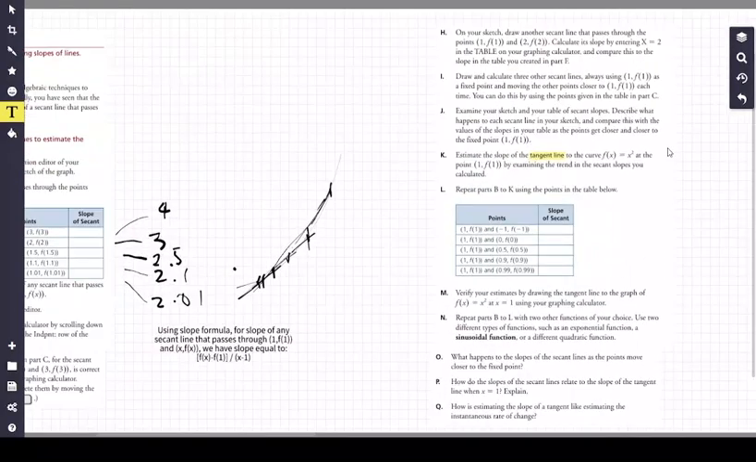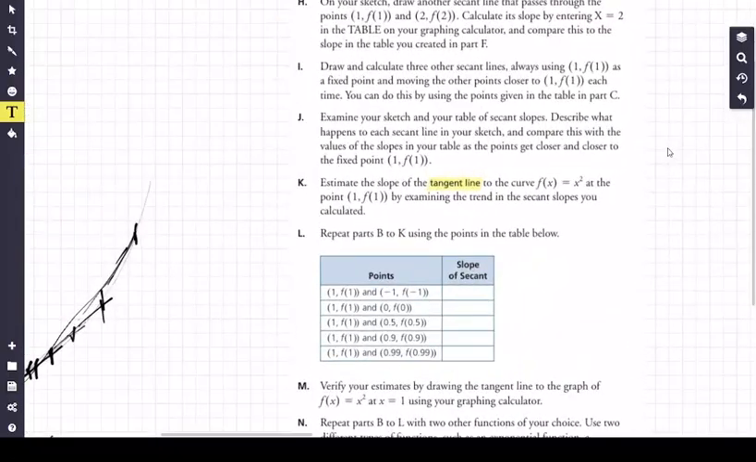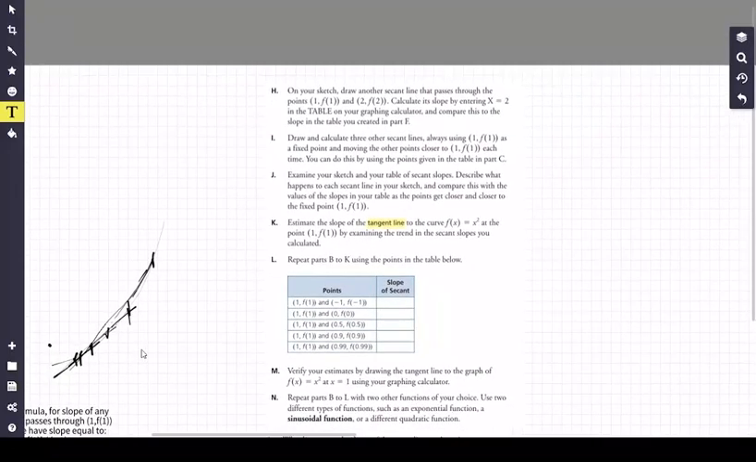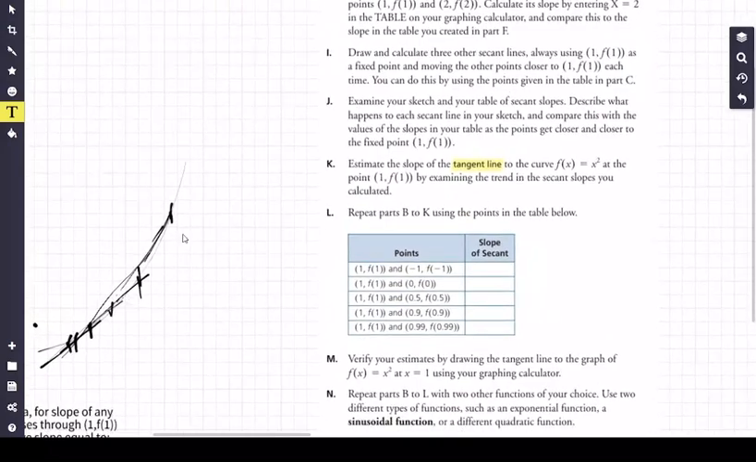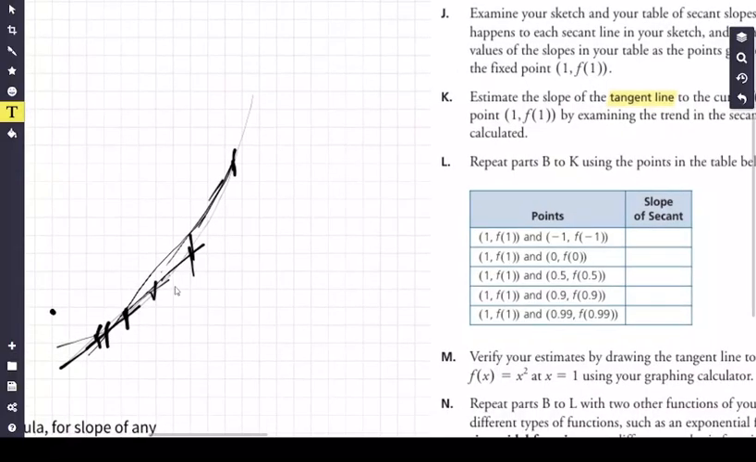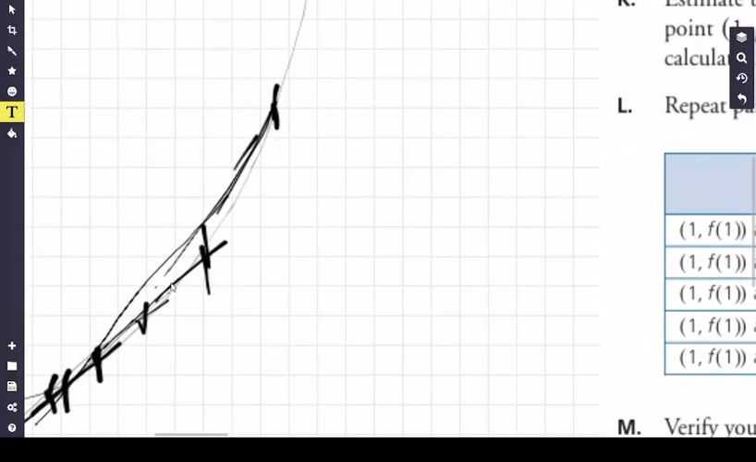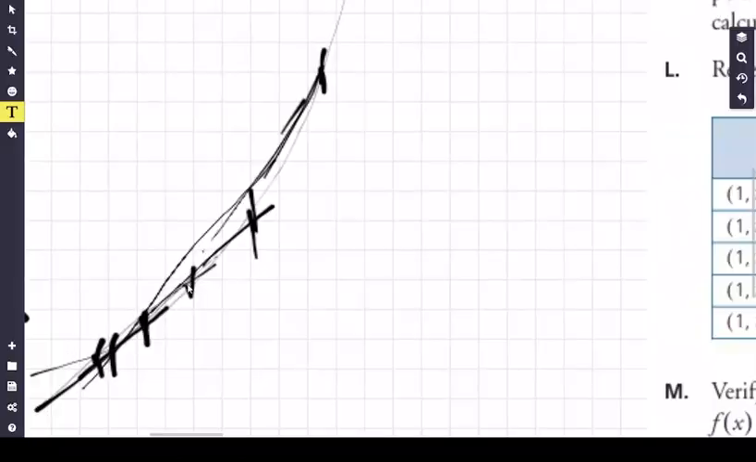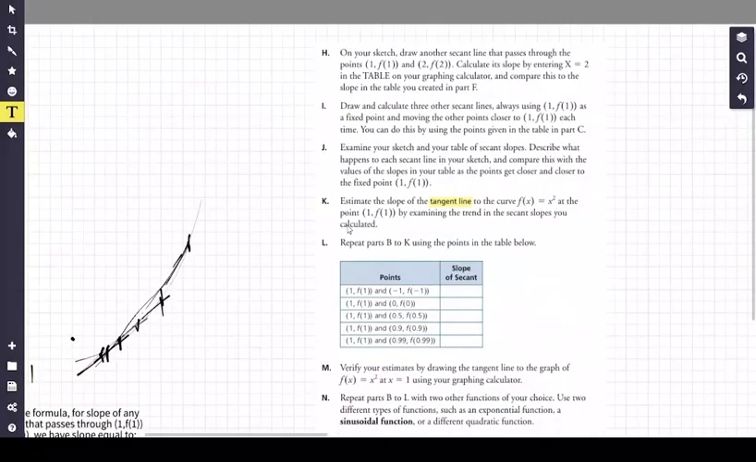So we examine our sketch and our table of secant slopes, and describe what happens to each secant line in our sketch. We just did a quick sketch over here. So we can see that originally this is a huge gap, and we drew a secant line that doesn't really match the graph. And then we close the gap from 1 to 2, and we see that our secant line has gotten a little bit closer to the graph. And then we zoomed in again to 1.5, and we look like, okay, this is very close to the graph. And then 1.1, even closer. And finally 1.01, we're like, wow, that's almost the exact same thing as the graph.